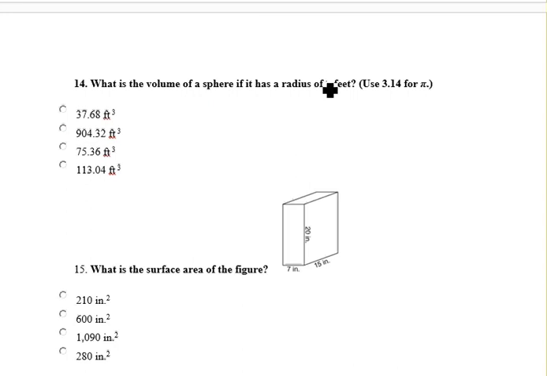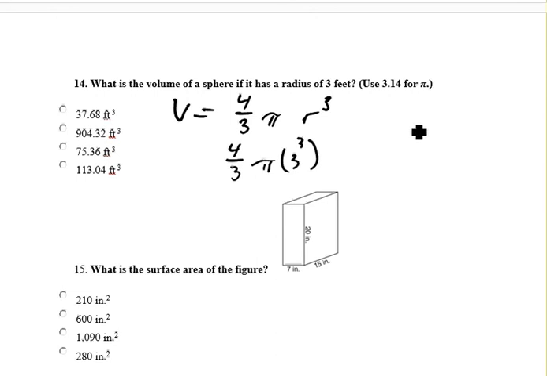Okay, well, hopefully you guys wrote down volume of a sphere. Volume of a sphere is 4/3 pi r cubed. Easy enough, and r is 3, so 4/3 pi 3 cubed. 3 cubed is not 9. It is 27. So I have 4/3 pi 27. So 4 times 27 divided by 3.